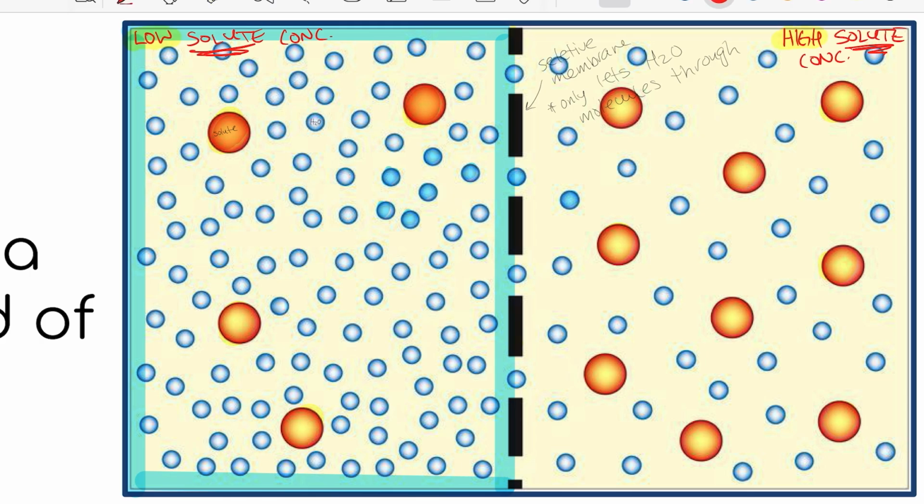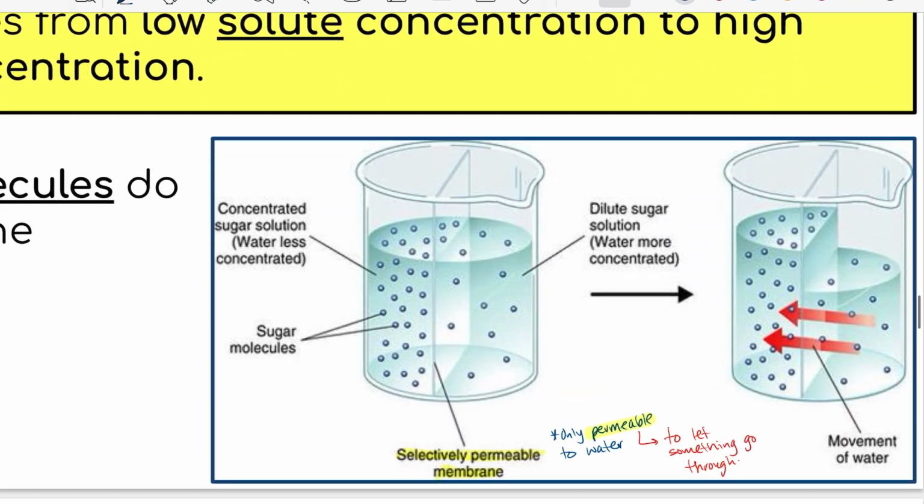So what does that mean for water? Water molecules are going to move from the low solute concentration to the high solute concentration. They're going to move this way. Water molecules are mostly going to be moving in this direction, and they're going to change the volume of water.